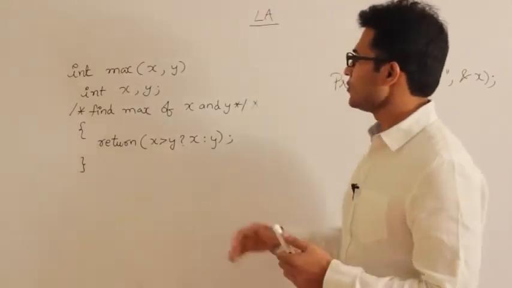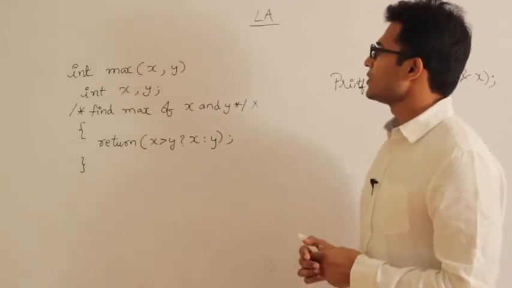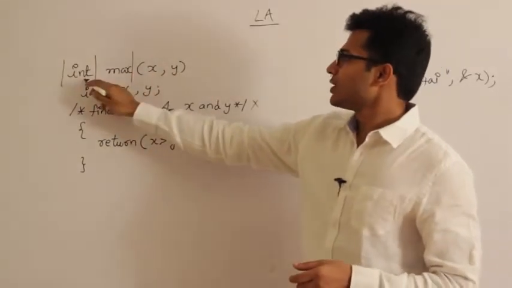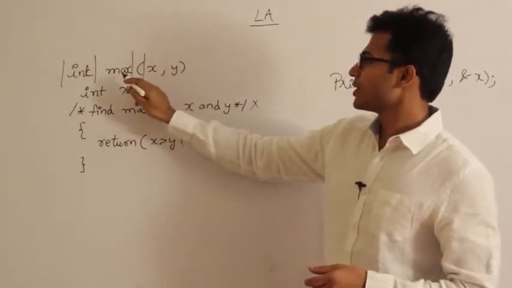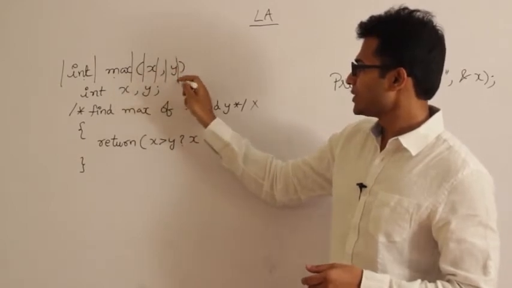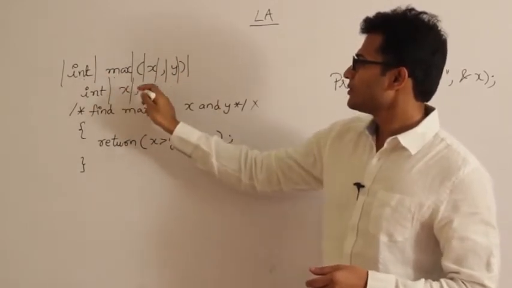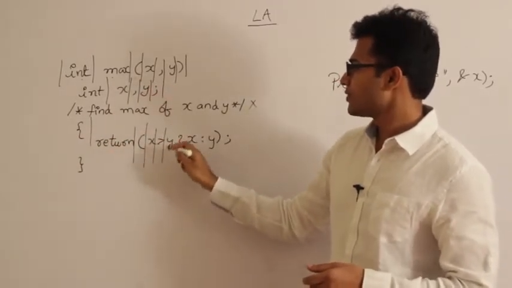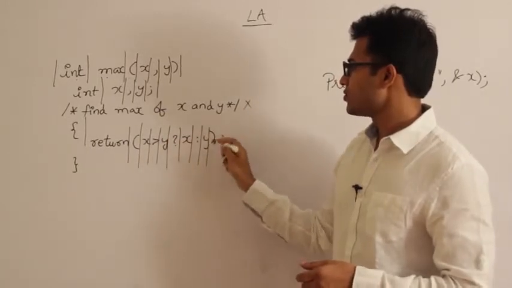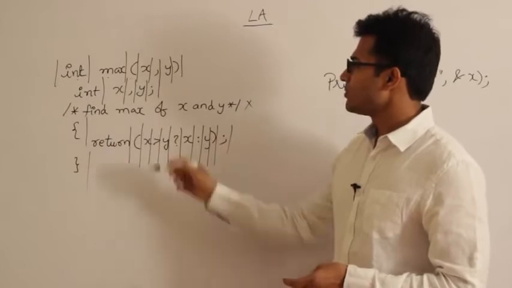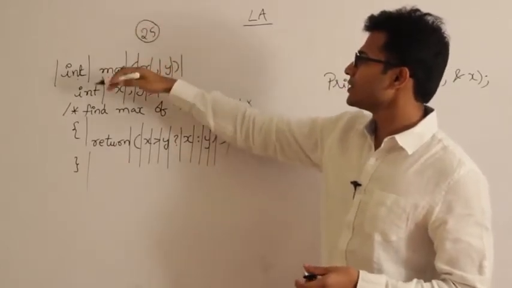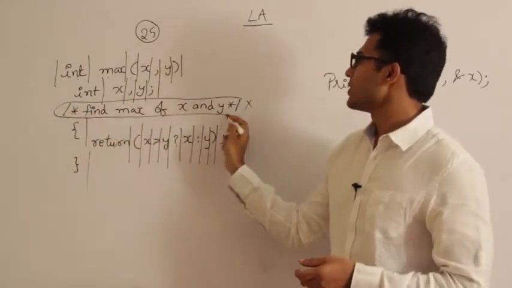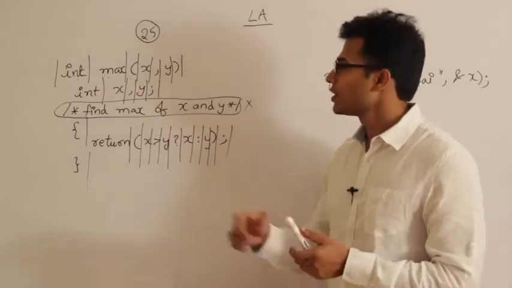And how many tokens are there in this program? If you count the number of tokens, int is a token, max is a token, the open brace is a token, and counting on, 1, 2, 3, 4, 5, 6, 7, 8, 9, 10, 11, 12, 13, 14, 15, 16, 17, 18, 19, 20, 21, 22, 23, 24, 25. So completely there are 25 tokens in this particular program. You are not going to count anything in comments as a token, that will be completely removed. So there are 25 tokens.